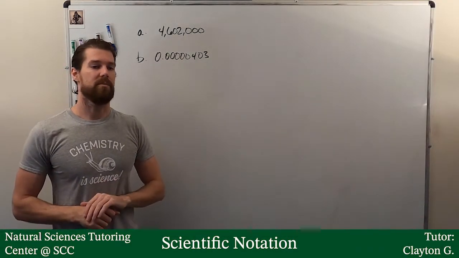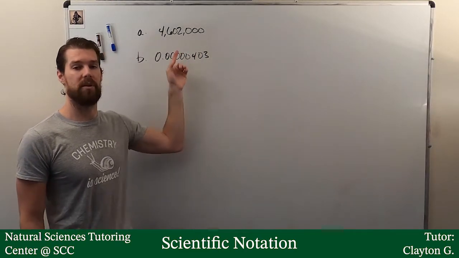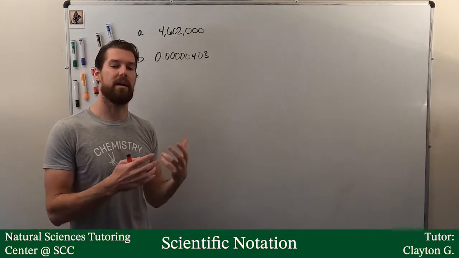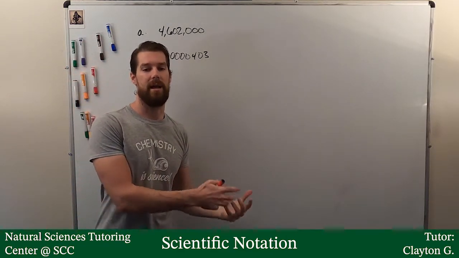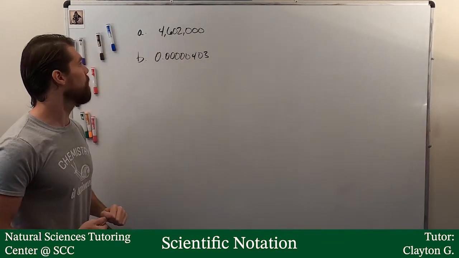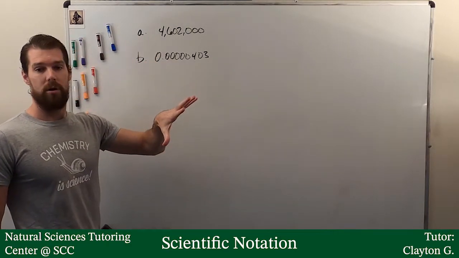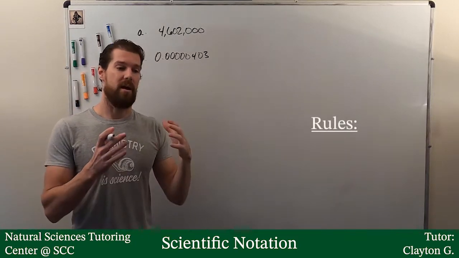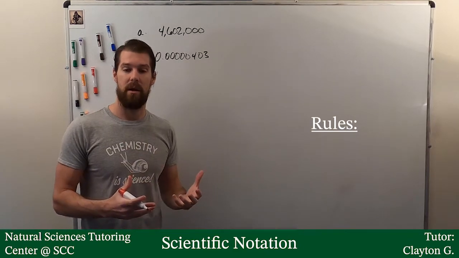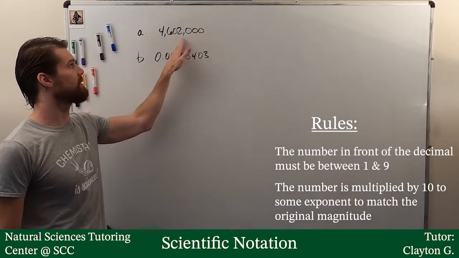Okay, so the next set of problems have to do with scientific notation. For the first two, we're going to turn these numbers into scientific notation. For the second two, we're going to take numbers that are in scientific notation and turn them into normally written numbers. Alright, so first things first, I don't want to spend too much time on this. The rules are, for scientific notation, you have a number between 1 and 10, and then it's multiplied by 10 to some exponent to give you the correct magnitude.